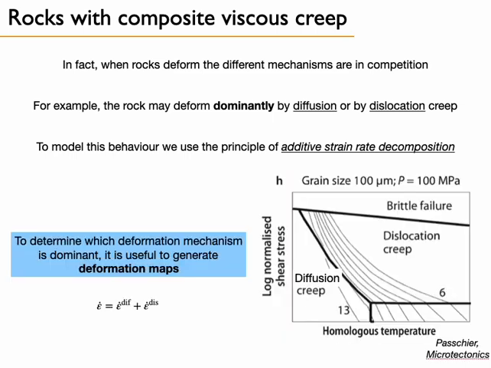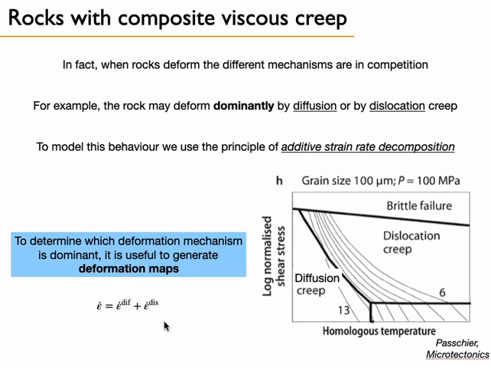A useful representation of this is called the deformation map. You have an example of a deformation map here. You have the shear stress in log units and the temperature on that axis. You can, for example, plot isocontours of strain rate, and you can see the boundary between different fields. So this line here shows the boundary between diffusion creep dominant deformation and, on that side, dislocation creep dominant deformation. So you can plot this type of diagram.